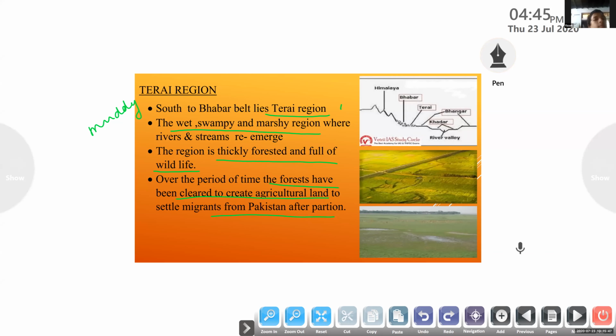Next, south to Babar belt lies Tarai region. It's a muddy region, with thick forest and wildlife. But over time, what happened? Large areas of forest have been cleared to expand agriculture and accommodate migrants from Pakistan.